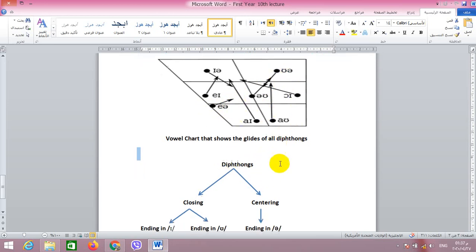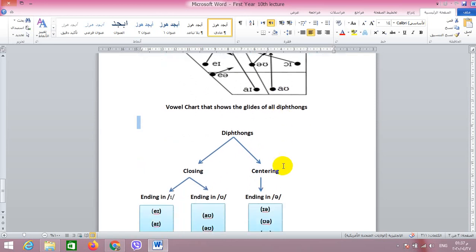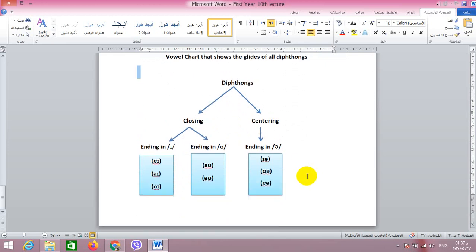So this vowel chart is very important. I advise you to try figuring out the movements we have here, and you may draw it more than once, and it will be very helpful, I guess.